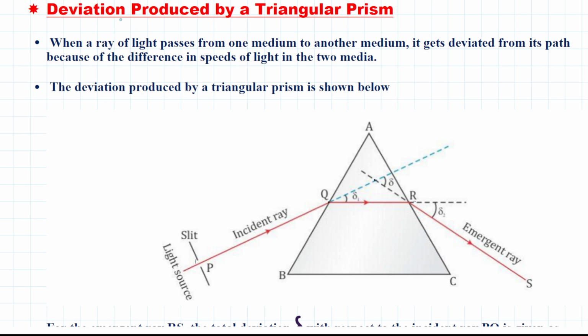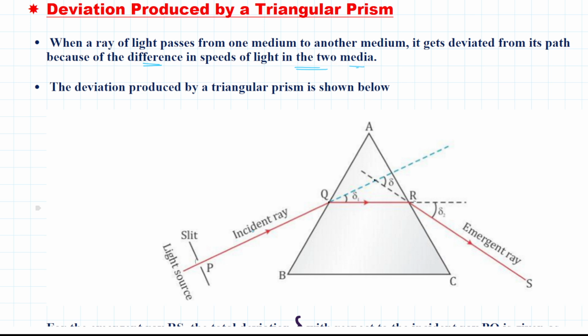Here you can see the first topic we have: deviation produced by a triangular prism. When a ray of light passes from one medium to another medium, it gets deviated from its path. This chapter belongs to optics, from Class 10 ICSE Physics. It gets deviated from its path because of the difference in speed of light in the two media, that is, a rarer medium and a denser medium. So the deviation produced by a triangular prism is shown below.